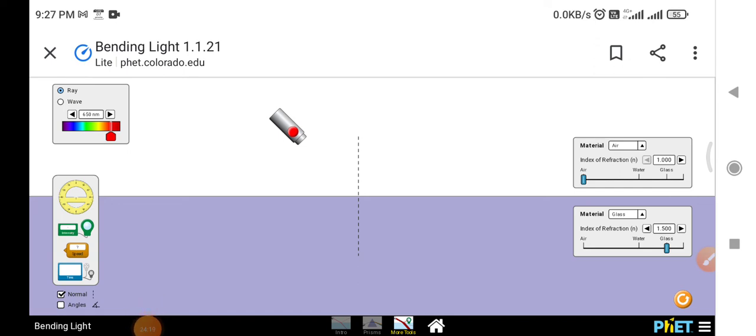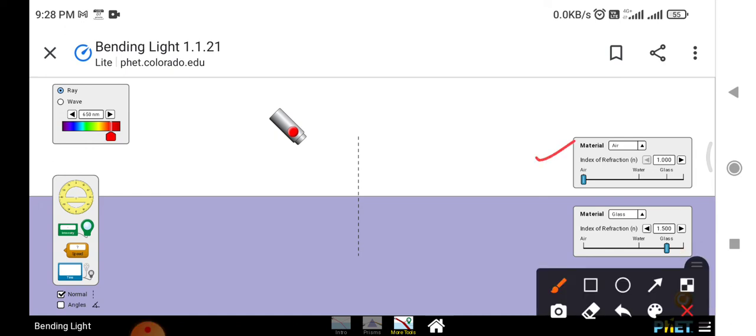This is the next one: how to measure the angle of incidence, the angle of refraction, the intensity of the light and the speed of the light. See, they have given two media and three types of material: air, water and glass. Here also they have given air, water and glass. They have given the light source, protractor, intensity meter, speed, and they have given the normal line and angle.